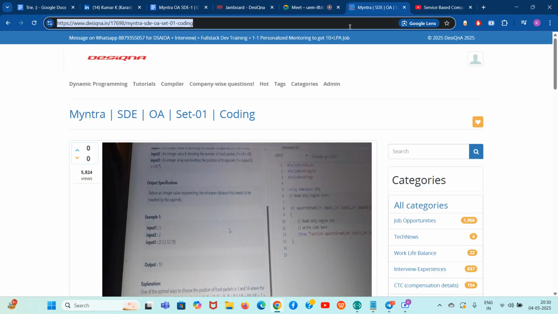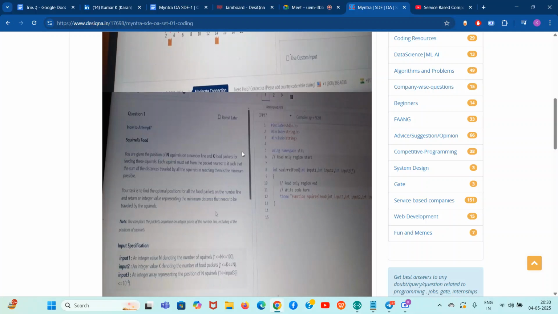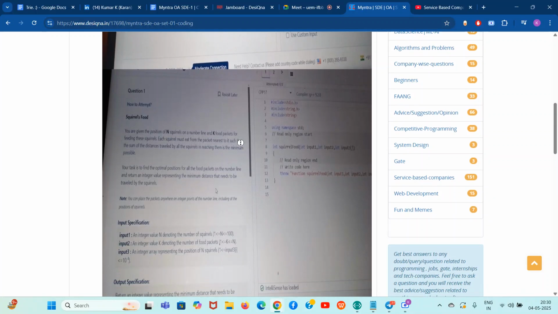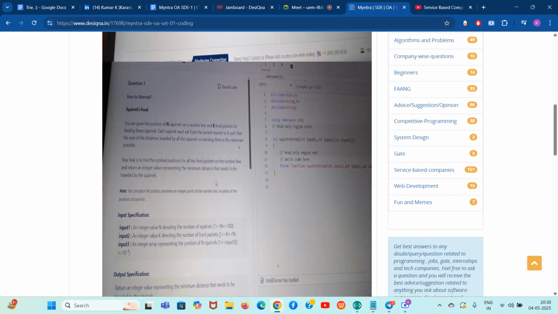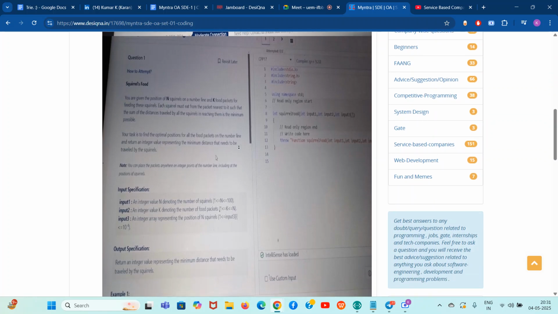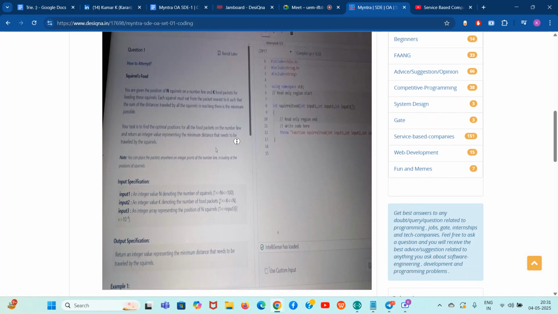That's it. So guys, this is the problem. Squirrels food. You are given the position of n squirrels on a number line and k food packets. Feeding these squirrels, each squirrel must eat from the packet nearest to it, such that the sum of the distances traveled by all the squirrels in reaching them is minimum possible. Can you see such a tough problem in front of you? Your task is to find the optimal positions for all the food packets on the number line and return an integer value representing the minimum distance that needs to be traveled by the squirrels. You can place the packets anywhere on the integer points of the number line, including the position of the squirrels.